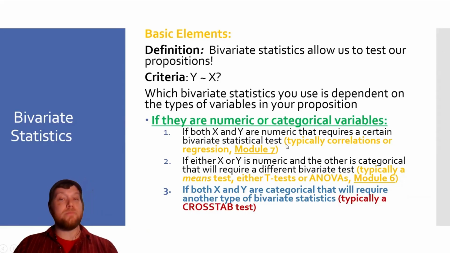If both x and y are numeric, we're going to look at what's called correlations or regression in module 7. If one of them is numeric and the other is categorical, we need a different type of test. Typically, we use a means test, either a t-test or ANOVA, and ANOVA we'll talk about more in module 6. But for this module and the next one, if both x and y are categorical, we'll typically use a different type of bivariate statistic, a crosstab test, which is eventually going to become a chi-square test in module 5.